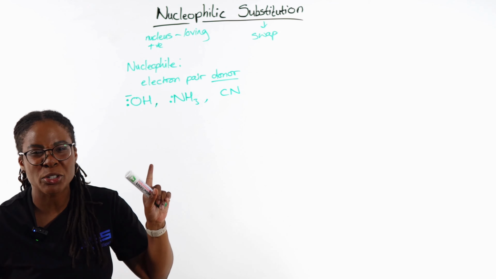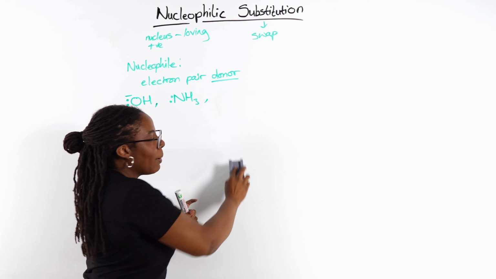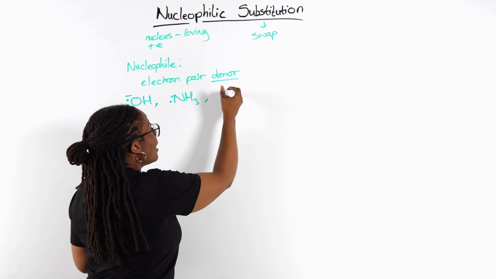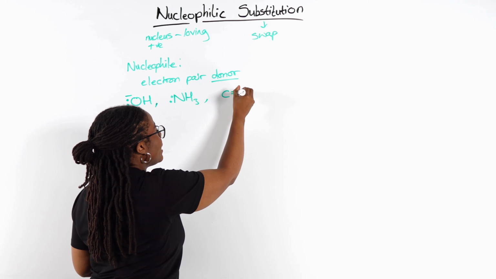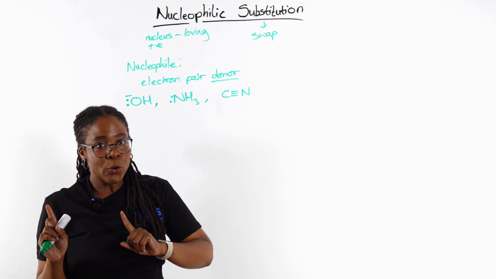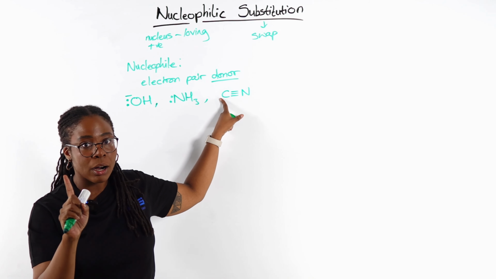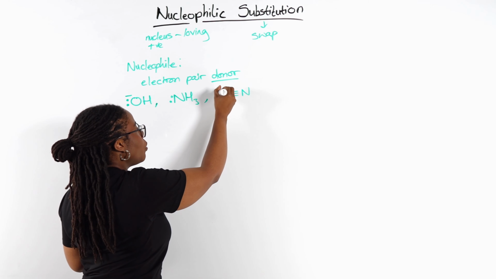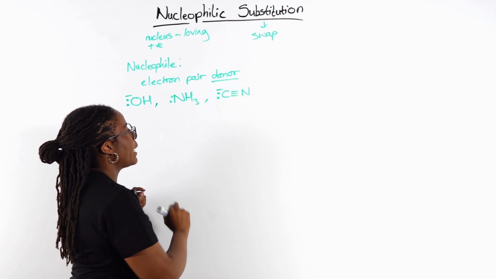Actually, I'm going to draw it out. The cyanide ion, which is CN-, but it's C triply bonded to N. Now, again, where the lone pair is, it's on the carbon. And so I'm going to put the lone pair here, and I'm also going to put the negative charge there as well.